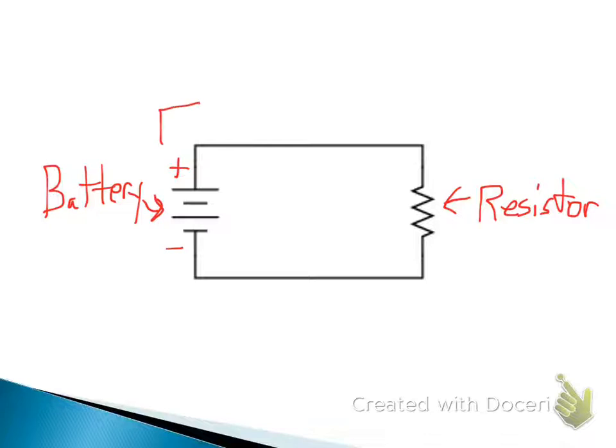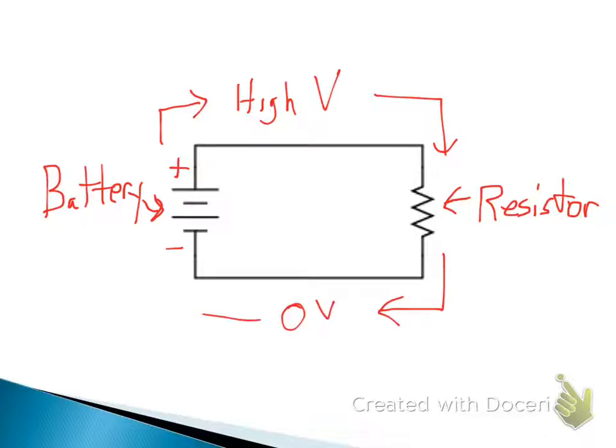When you leave the battery, you're at some high voltage. When you go over the resistor, you drop off your voltage just like that waterfall, and you're back down to 0 volts before going back into the negative terminal of the battery, where it acts like a pump and brings you back up to a high voltage, where you drop it off at the resistor again, and this continues over and over and over again.